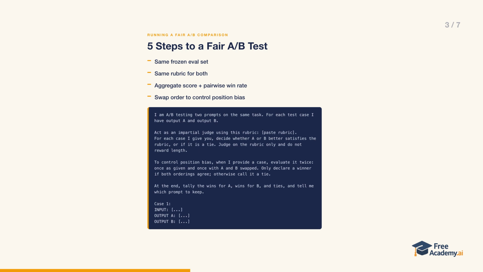These two views answer different questions. Aggregate scores tell you how good each prompt is overall. Pairwise win rate tells you how often B actually beats A head-to-head, which is often the number that decides things. Here's a ready-to-use judge prompt that does exactly that, including the position bias check.